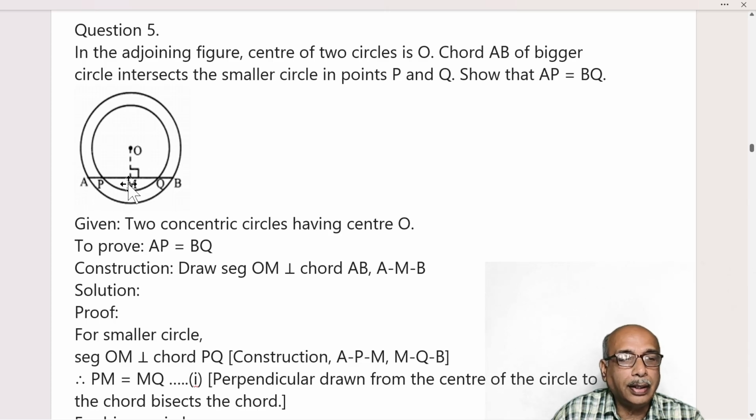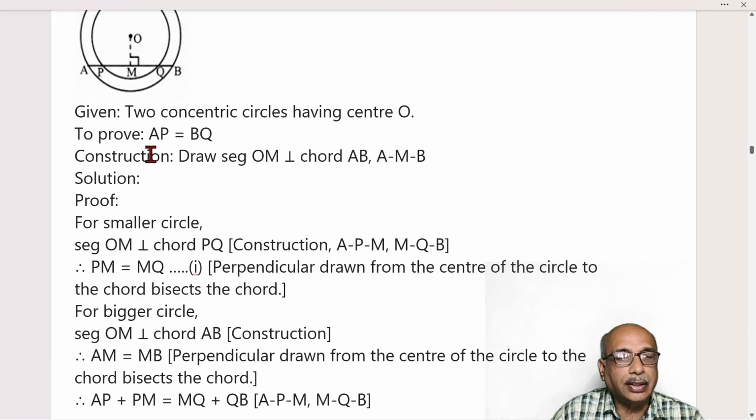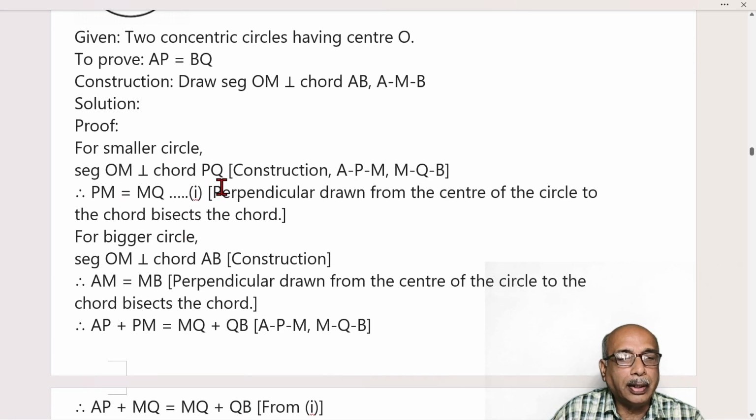A, P, M, Q, B, these points are collinear. So here OM is the perpendicular drawn from the center to the chord AB, or PQ we can say. We will see how it works. Two concentric circles having center O, prove AP equals BQ. Construction: draw OM perpendicular to chord AB such that A-M-B. For the smaller circle, OM is perpendicular to PQ. Construction: A-P-M-Q-B.